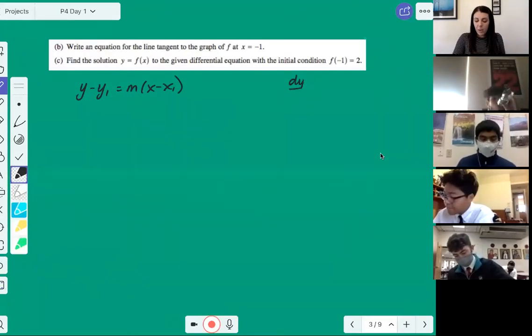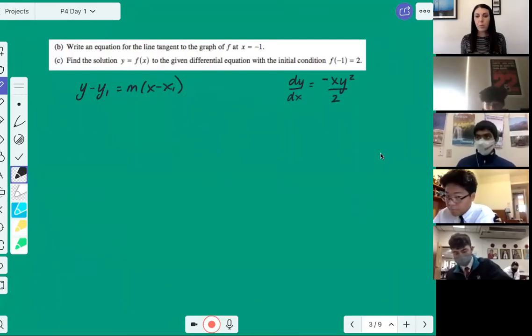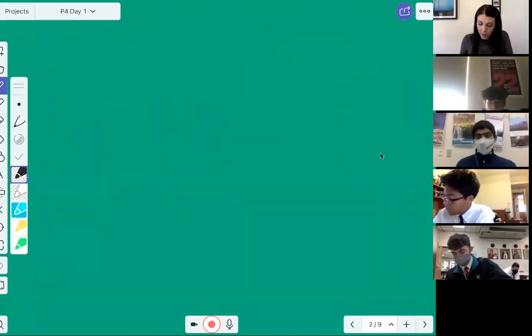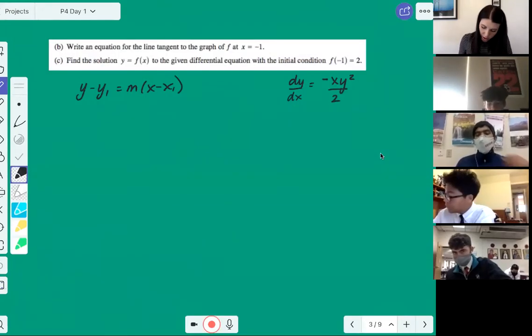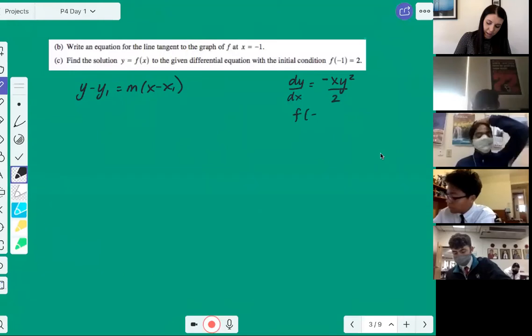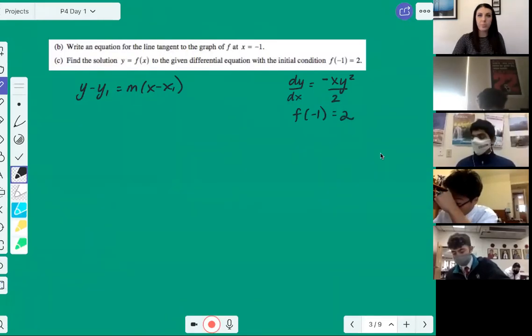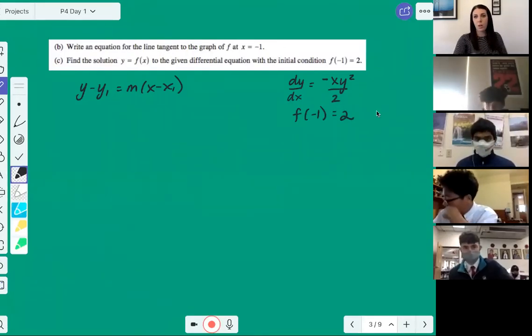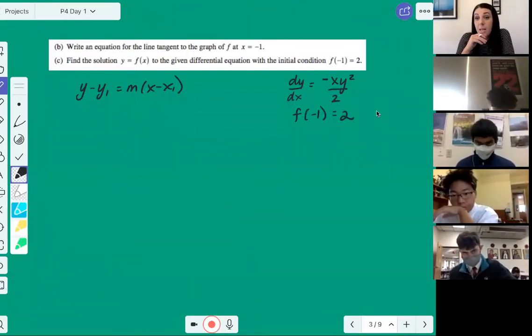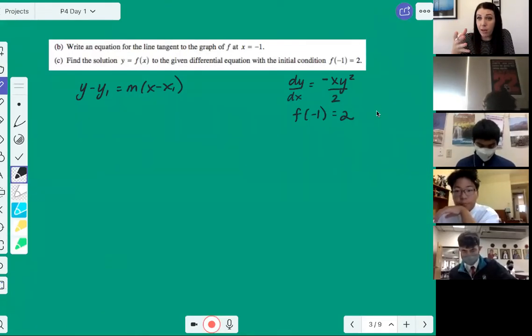We were given the equation dy over dx is equal to negative xy squared over 2. That's what we were given. And we were also given a point, right? So anything that we're given is important to note. We were given the point f of negative 1 is equal to 2.